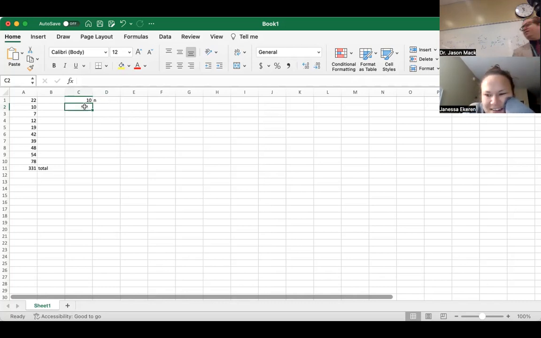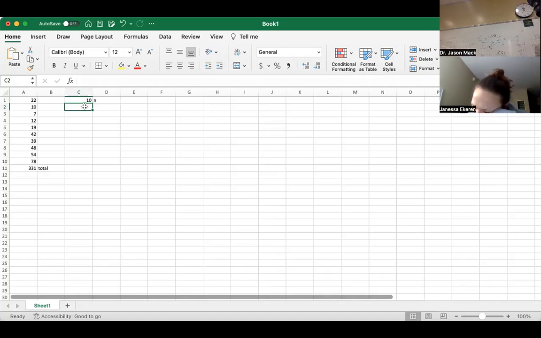So we have 10. We just did this. The sum of all the values is 331, right? And our n is 10. So that's the numerator, denominator. So it's probably, what is that? 33.1 is our average. Is that about right?